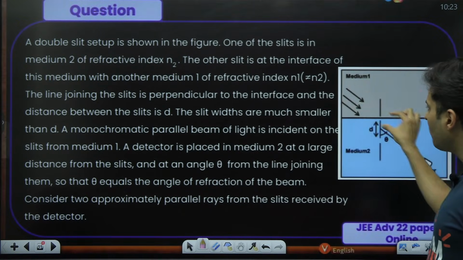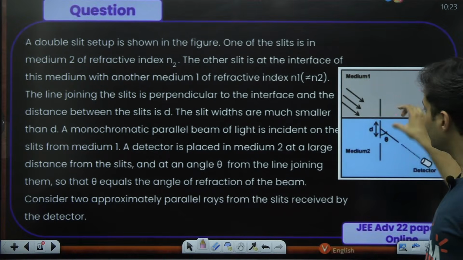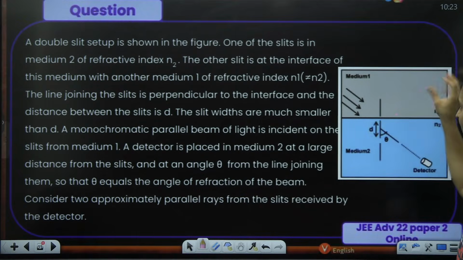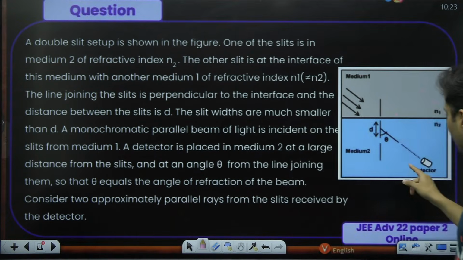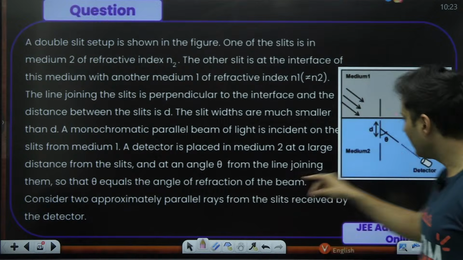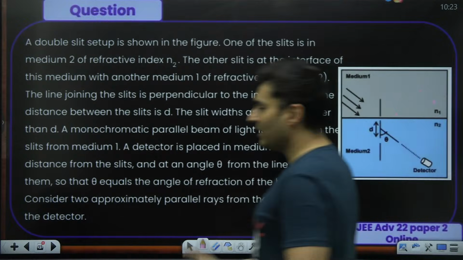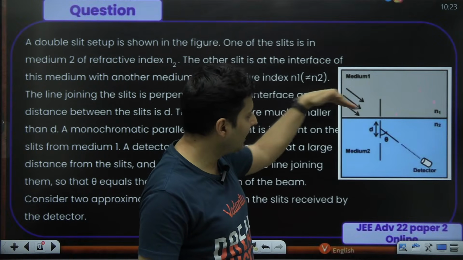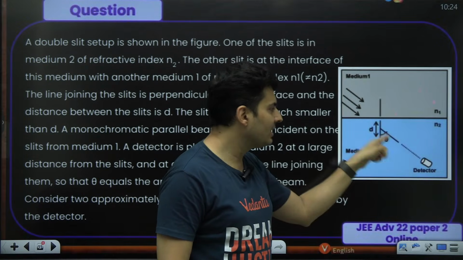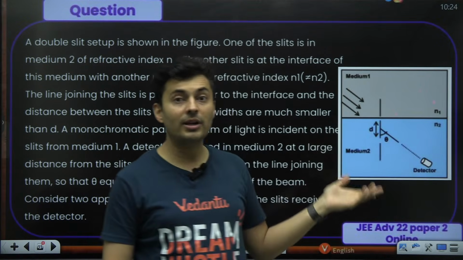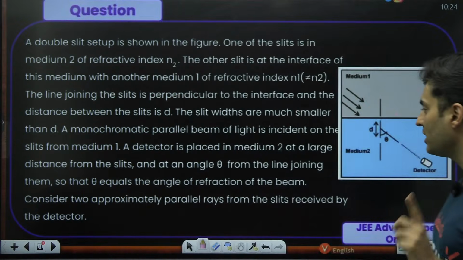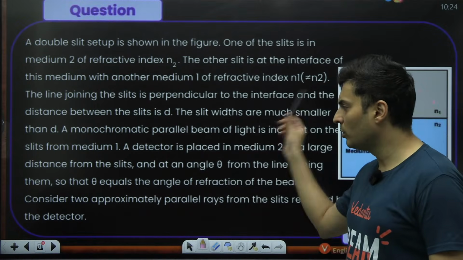A monochromatic parallel beam, as you can see, is falling at an angle and is incident on slit 1 in medium 1. Now a detector is placed in the second medium at some angle such that this angle equals the angle of refraction. So here is the catch. This light which enters like this will get refracted, so imagine the light going like that and getting refracted. This angle is exactly the angle of refraction at which you have placed the detector. That is the extra condition given apart from n1 and n2 not being equal.